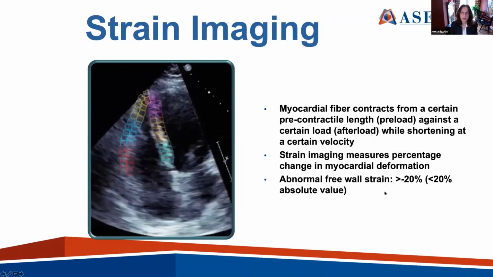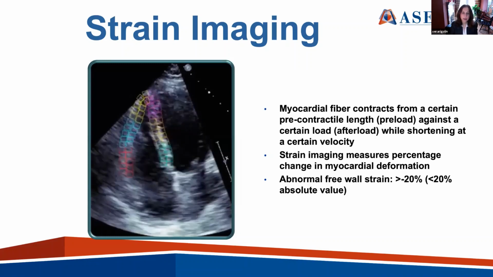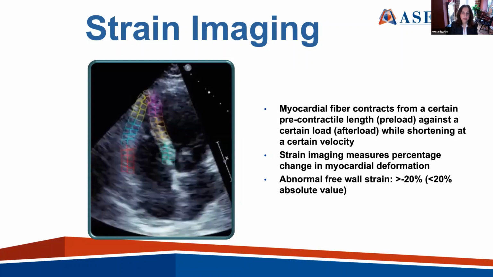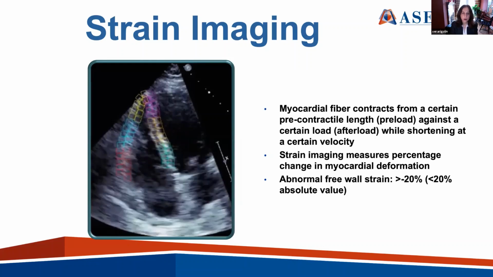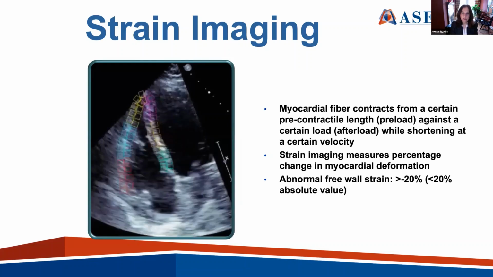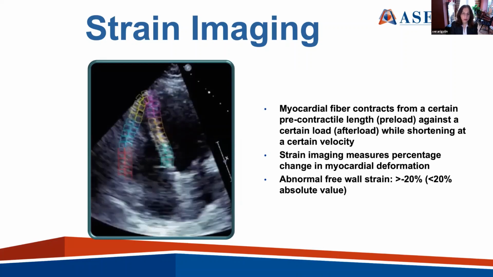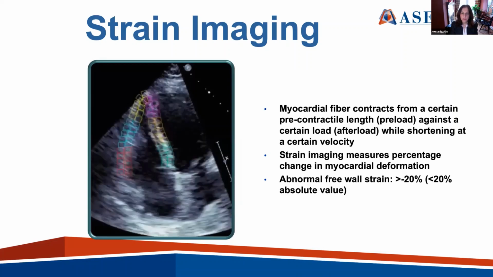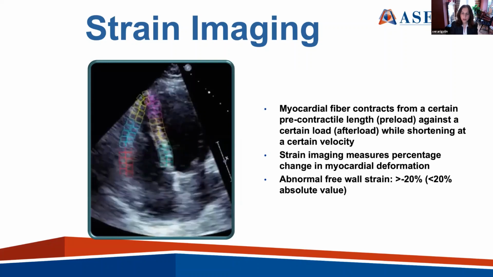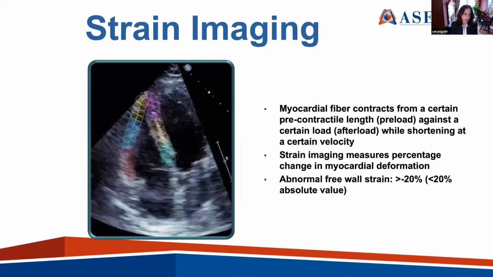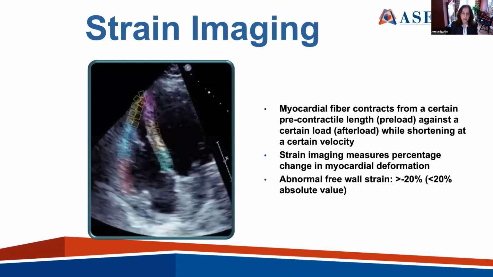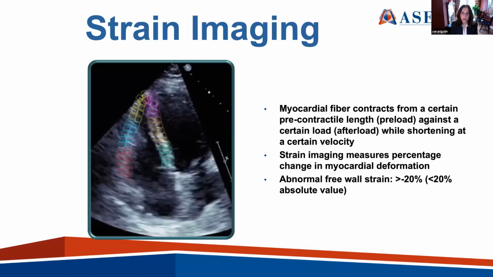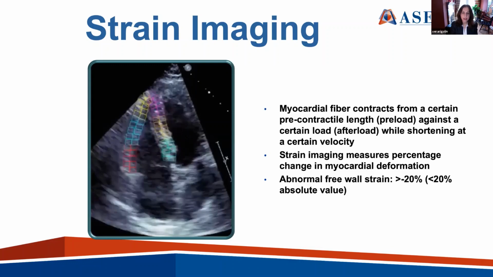Strain is important because both the TAPSE and the S prime can be susceptible to tethering effects. So what do I mean by tethering effects? Well, if you have a part of the right ventricle, say at the apex, that's moving normally, because remember, the apex can sometimes be supplied by the LAD. And if you have a normal left ventricle, but only your right ventricle isn't working well, that apex may be pulling the rest of the right ventricle and making it have a normal motion, but it's not thickening.